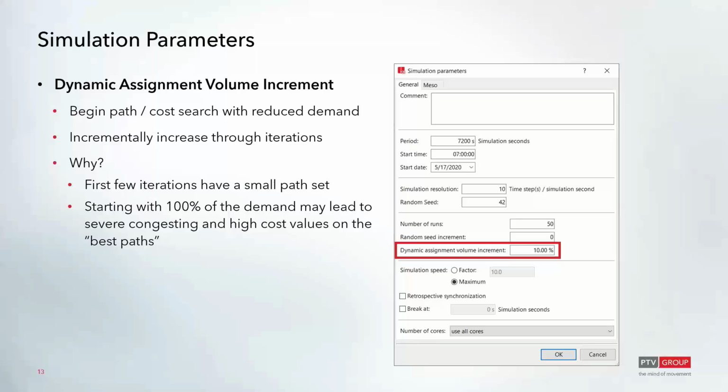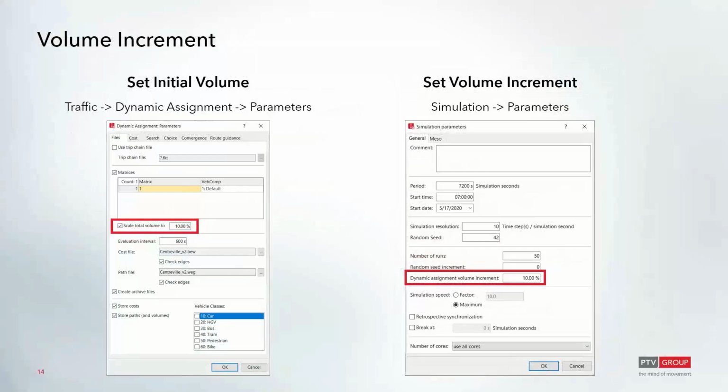So in order to avoid this, we can start out with a smaller percentage of the demand and then increase that with each iteration. This is something we started to talk about last time, but essentially the simulation parameter setting also works with a parameter setting in the dynamic assignment parameters window. So if we go back to the dynamic assignment parameters window here on the left, which again is under traffic, dynamic assignment, and then parameters, in here is where we have the option to scale the total volume to 10%.